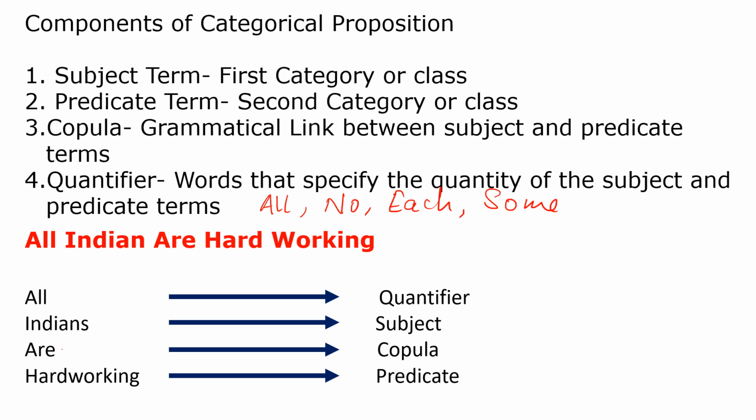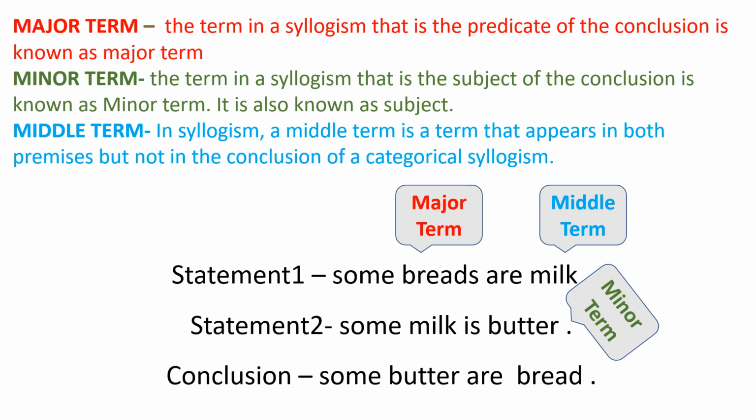It will be used to find mood and figures. So here in categorical syllogism, what is syllogism? Syllogism is an argument which has two premises and one conclusion. As you all know, the definition of argument is that there should be one or more premises and exactly one conclusion. But syllogism is that argument which has exactly two premises and one conclusion.